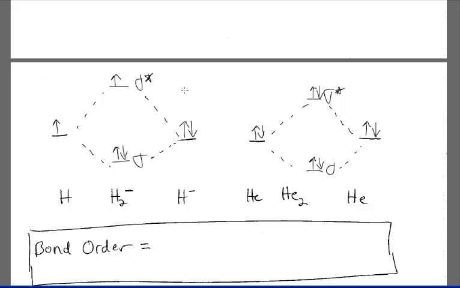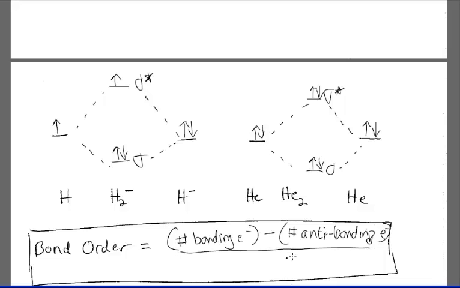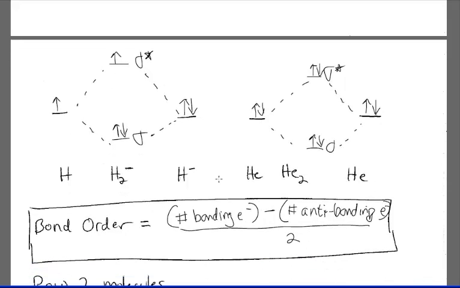And the bond order would be written as an equation, which is the number of bonding electrons minus the number of antibonding electrons, and that whole thing divided by 2, because there's 2 electrons per bond. Okay, so we can evaluate these 2 above and see how likely they are.